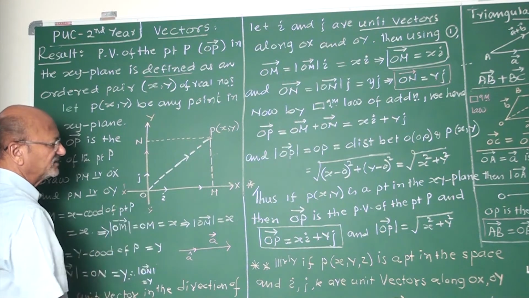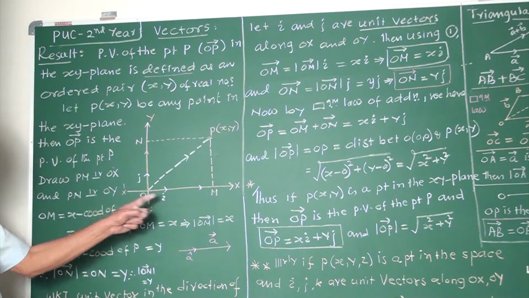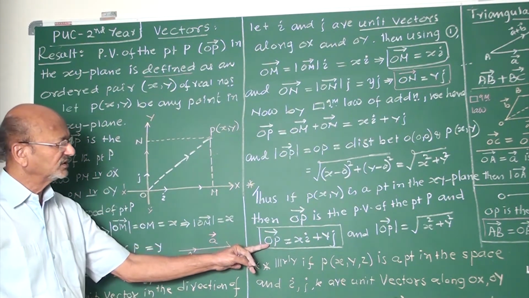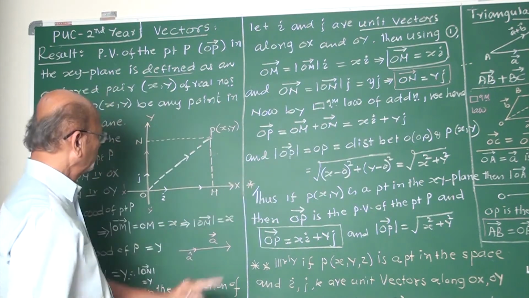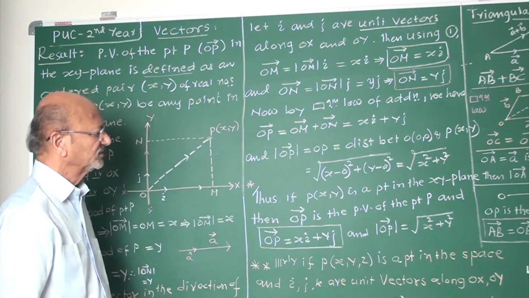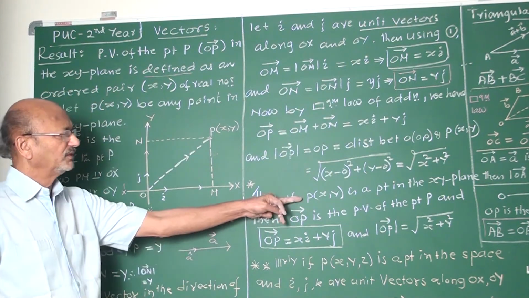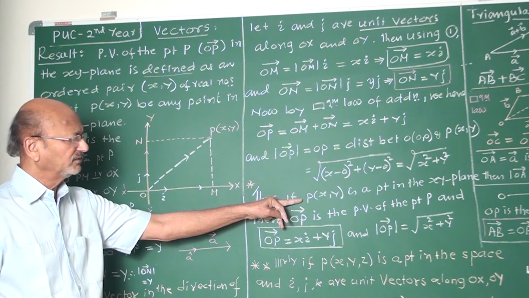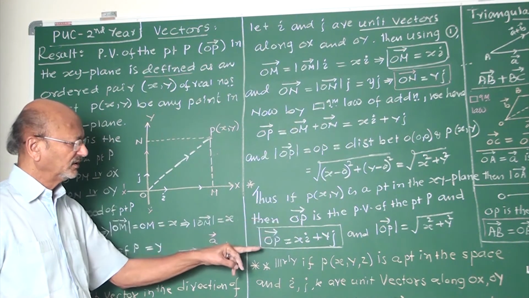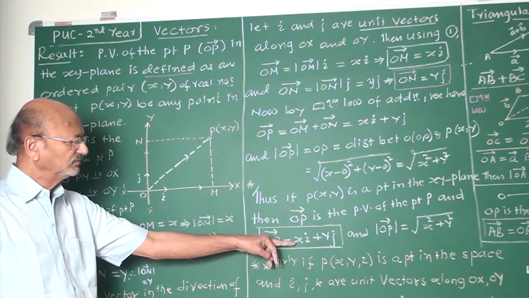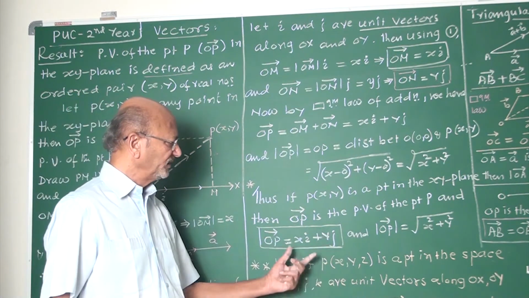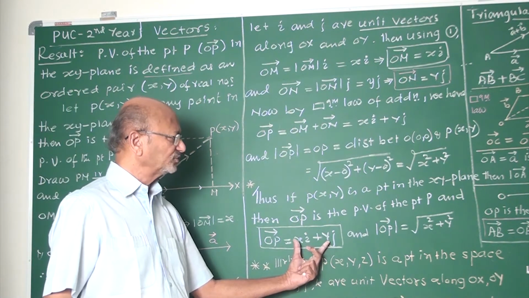What about i and j? They are the unit vectors along OX and OY. Therefore, OP is this. Then what is its magnitude? Magnitude of OP is root x square plus y square. Yes, my friends. Remember, if P is any point in the xy plane, then OP is the position vector of the point P and is given as vector OP equal to xi plus yj, and magnitude of OP is square root of x square plus y square.